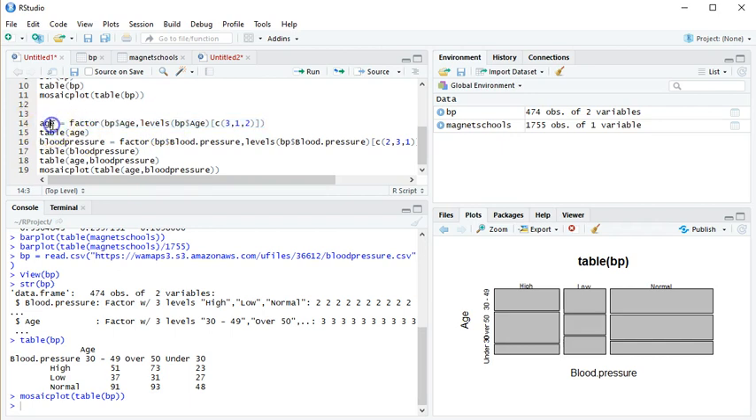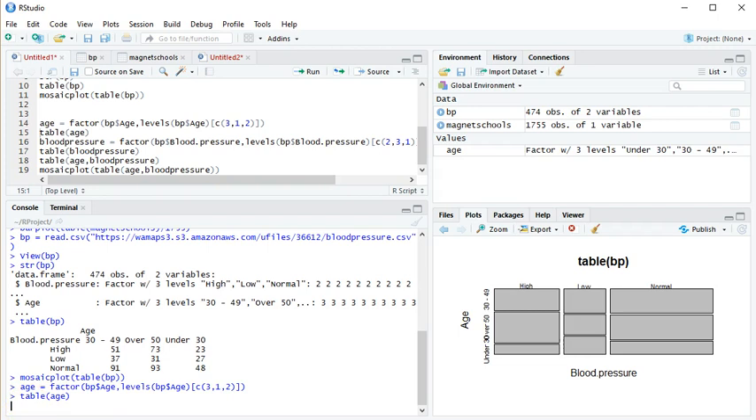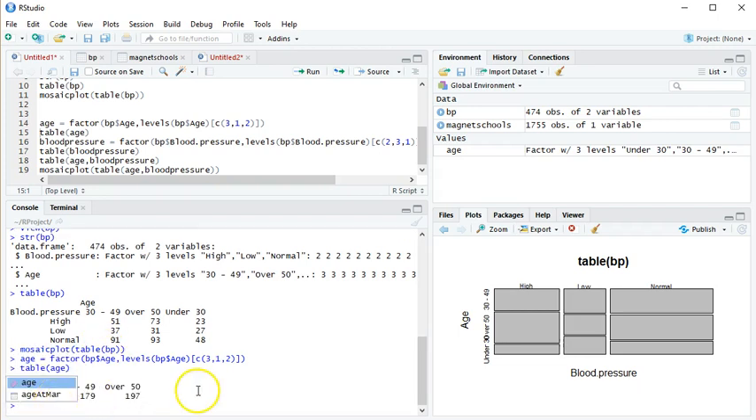So if I try this command, I run it. Now, if I do table on that age, there we go. You can see now it's under 30 first, then 30 to 49, then over 50. And that's the order I want.